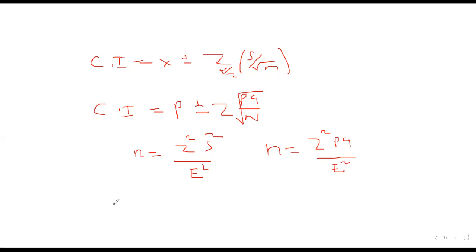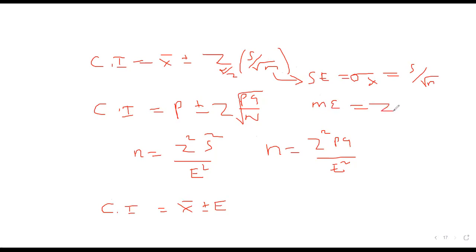You must understand that confidence interval is simply the mean plus or minus the margin of error. The standard error is simply standard deviation over square root of n. Margin of error is simply Z times standard deviation over square root of n.